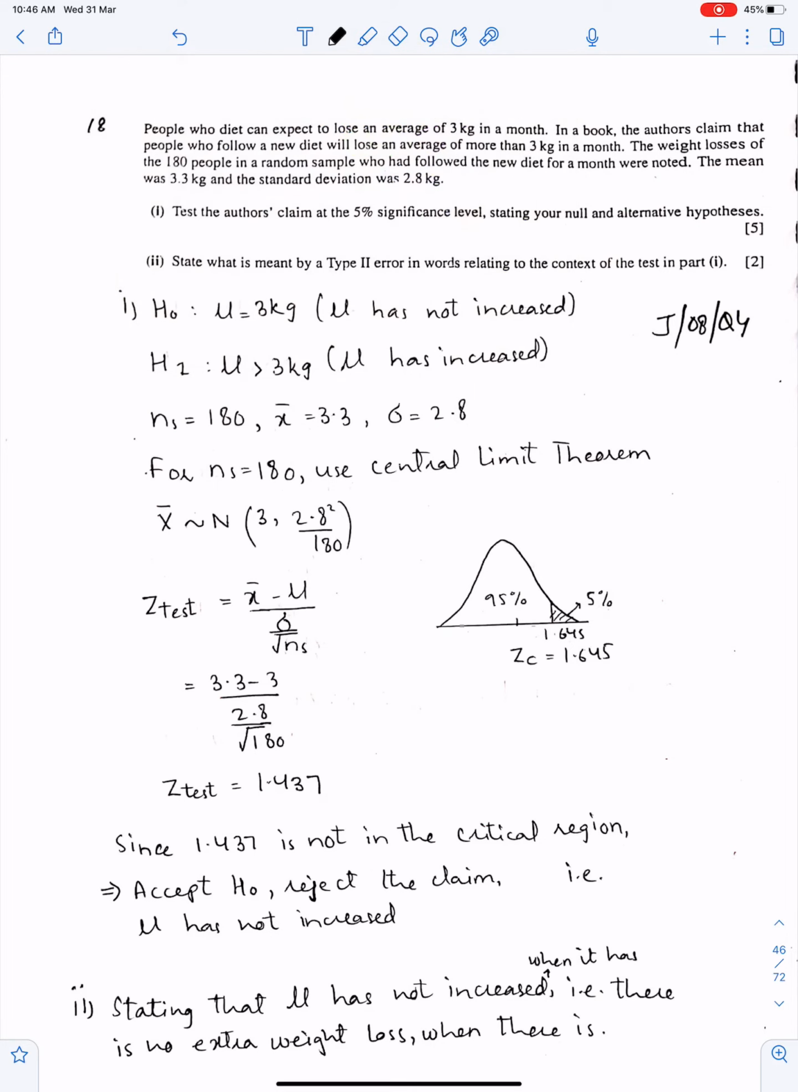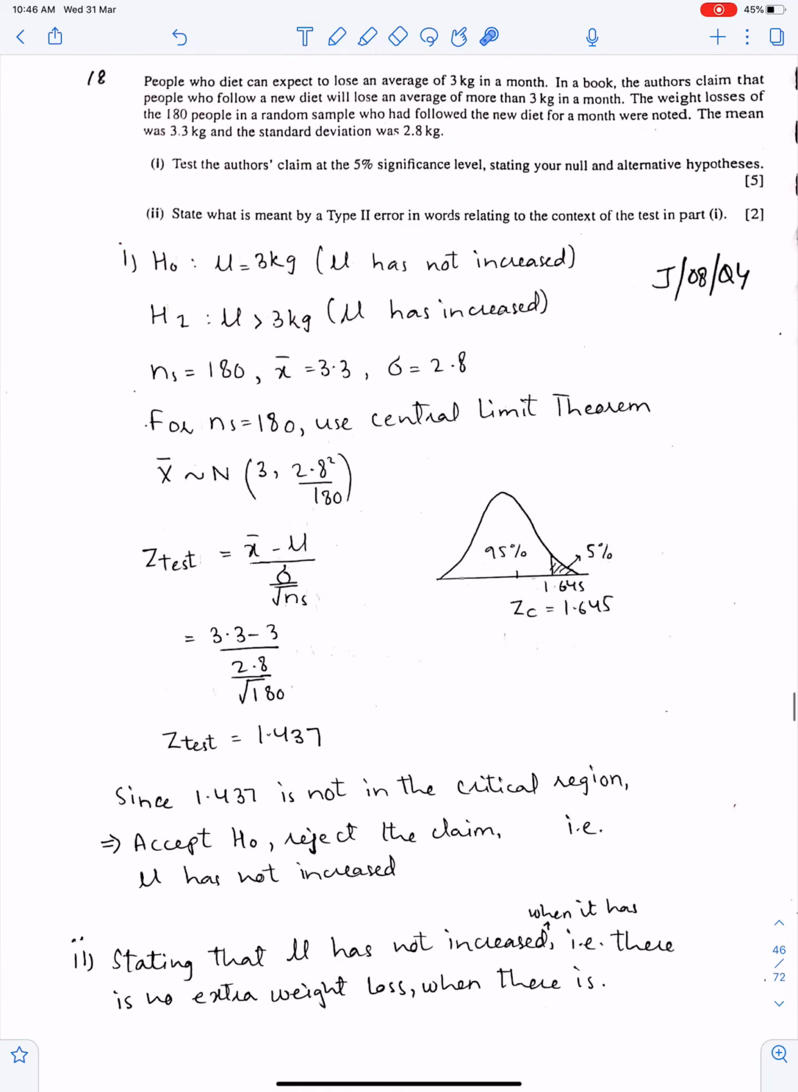State what is meant by type 2 error in words relating to the context of the test in part 1. Whenever they ask to explain type 2 error, it means concluding that mu has not increased when it has. Stating that mu has not increased when it has. That is, there is no extra weight loss when there is. So always explain type 2 error from this information and type 1 from this information.